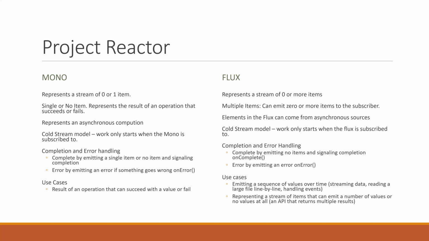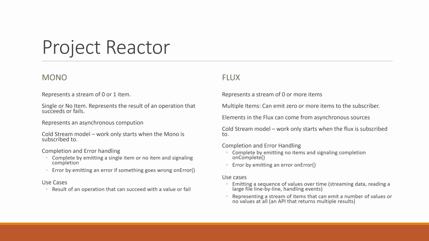Use cases for this could be sending sequences of values over time, like streaming data, reading a file line by line, or event handling, where I'm going to send a whole bunch of events through, right? It's also very useful for sending items where I can emit a number of values, but not all at the same time. So like an API that returns multiple results, and maybe it's too big to send in one big blob. I can send it this way. So those are the differences between mono and flux.